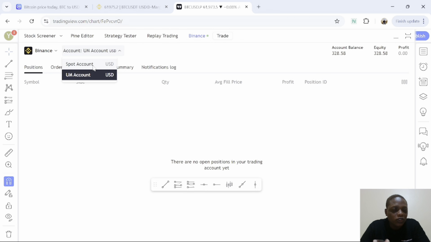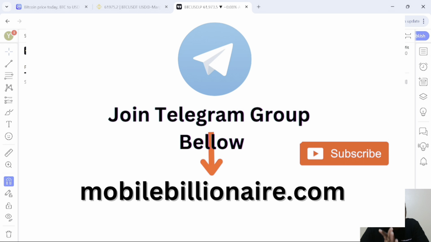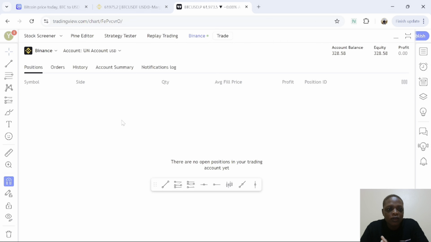If you select spot account, that means you are going to do spot trading. So we are using the UM account, that's futures account with leverage. This one is just the same as trading forex, but in this case we are using borrowed money, that's leverage. And also we are trading digital currencies that are not controlled by any central government.